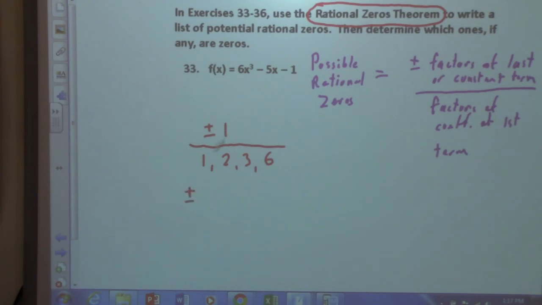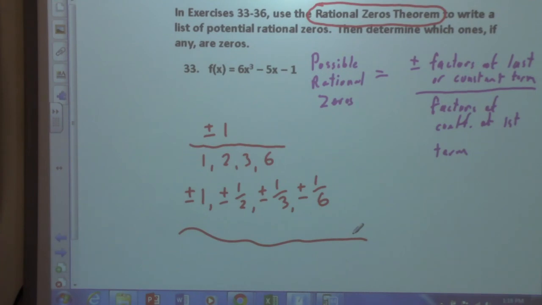So now we can write our list of possible rational zeros. We have plus or minus 1 over 1, plus or minus 1 half, plus or minus 1 third, plus or minus 1 sixth. Okay, so these would be our answers. And then determine which ones, if any, are zeros.